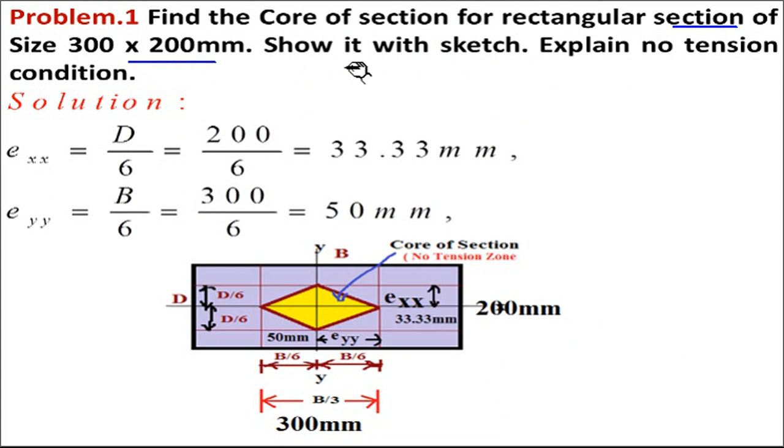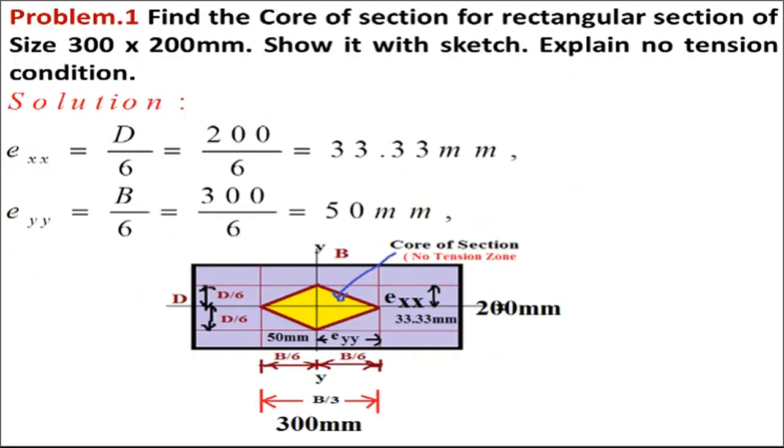Now here I have taken a very simple problem: find the core of section for a rectangular section of size 300 by 200 mm. Show it with a sketch. Explain the no tension condition. So we know that for a rectangular section exx is d by 6. Okay, exx means what? This is the horizontal distance. So it should be this particular distance, d by 6, 200 by 6, and eyy is equal to b by 6. So you will get the distance as 33.33 mm. 33.33 mm is this particular distance. Okay, and eyy means 50 mm. This distance is 50 mm. You can mark this distance as 50, this as 33, but show it with a different shade, and you will get the core of section.